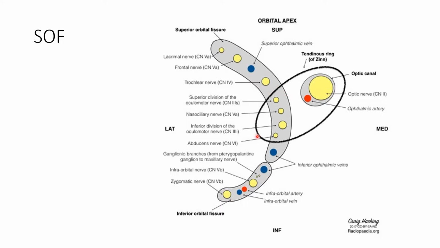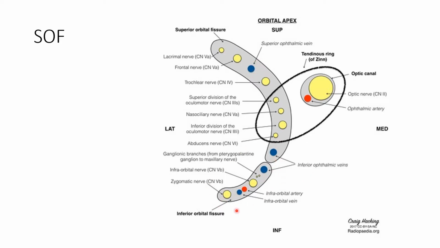And here, if you see inside the common tendinous ring, you have the superior division of oculomotor and inferior division of oculomotor. In between only you should place nasociliary. Below that you should place abducens. And then last here, you should place the inferior ophthalmic. So superiorly you have superior ophthalmic. Here you have to place the inferior ophthalmic.